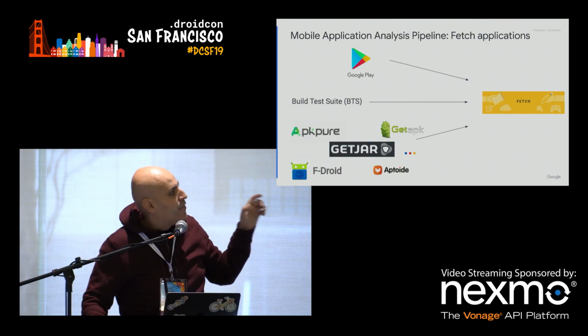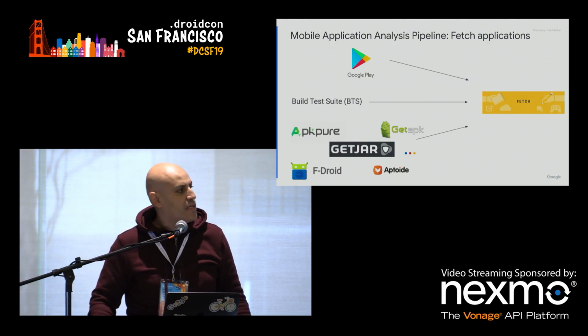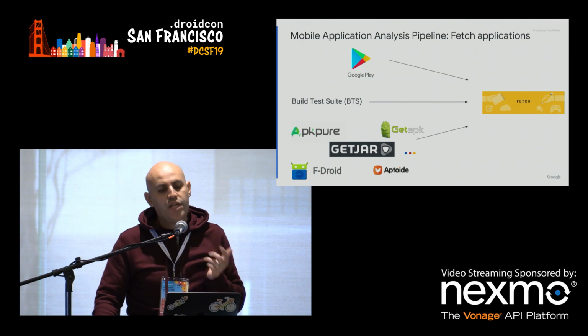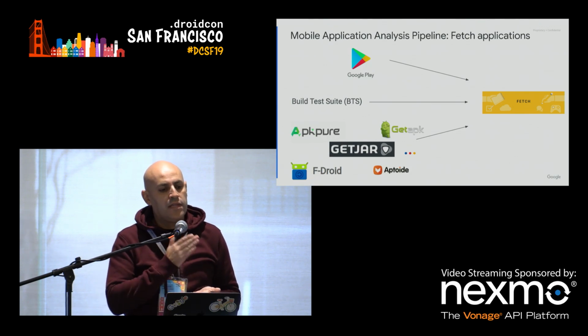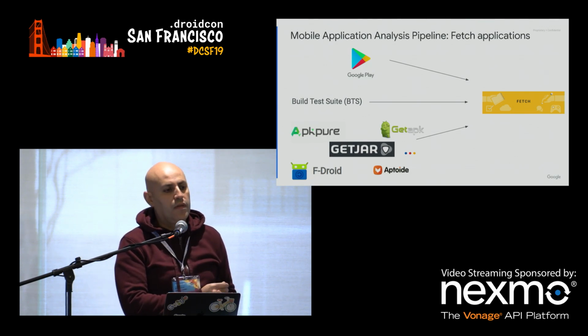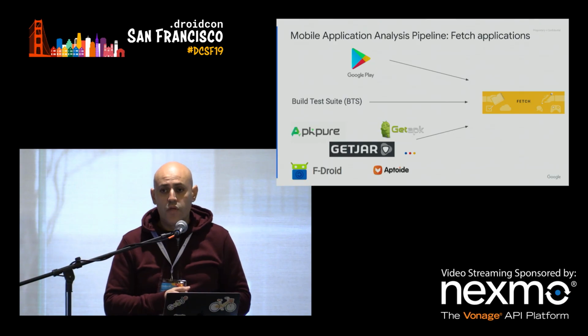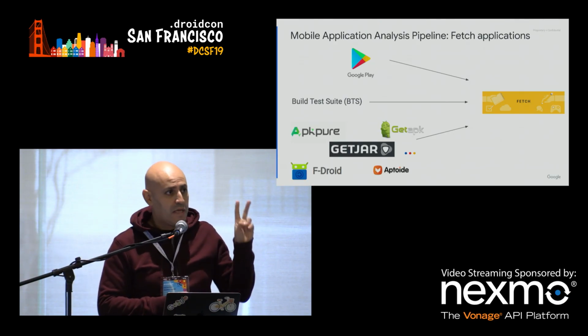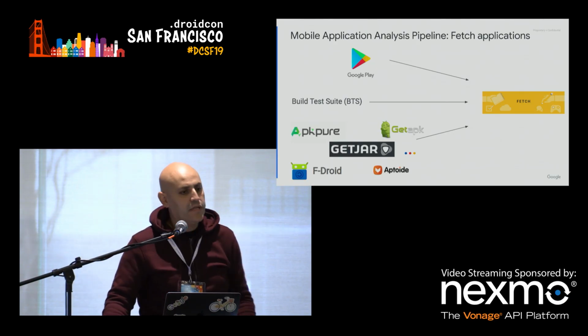So we have for Android certified phones a process that is called the build test suite. That is a set of security tests and checks that make sure that we detect malicious applications before the device reaches the user. That's another source of applications. And the third source of applications is third-party stores.